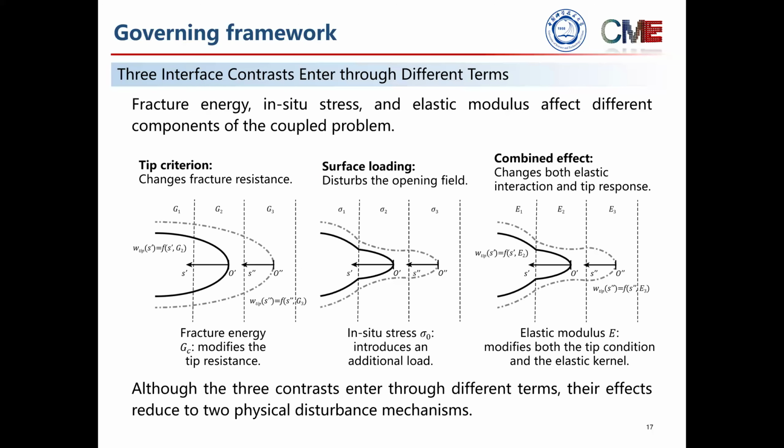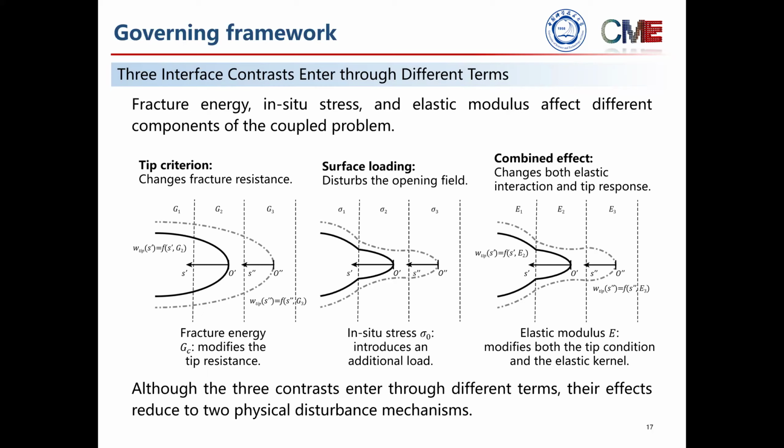We consider three major forms of property contrast: fracture energy, in-situ stress, and elastic modulus. They enter the governing equations differently. A fracture energy contrast directly changes the tip condition. An in-situ stress contrast changes the loading applied along the fracture surface. An elastic modulus contrast affects both the tip asymptotics and the non-local elastic interactions.